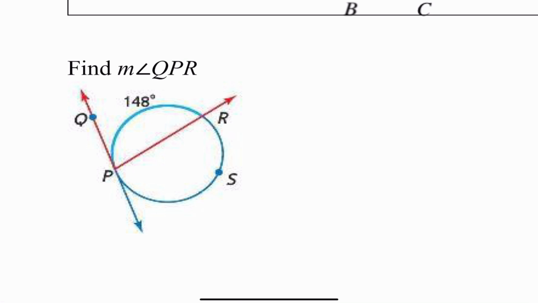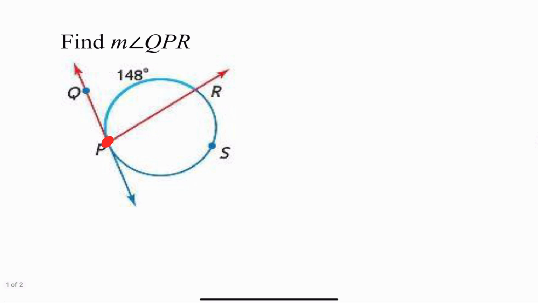Now, if I want to figure out the measure of angle QPR, notice that the vertex is on the circle. So the measure of angle QPR is 1/2 of its intercepted arc.